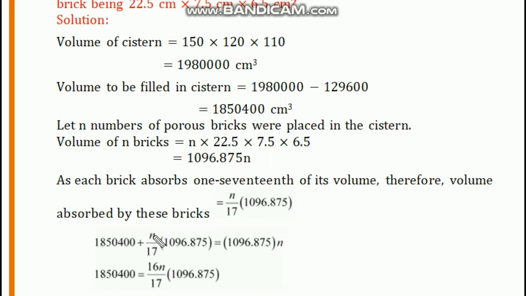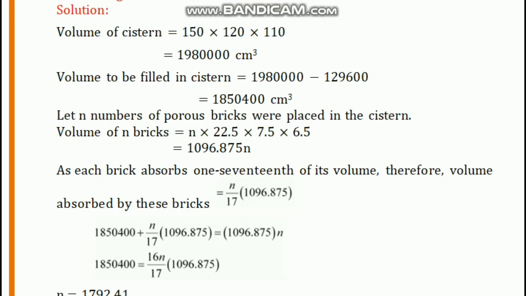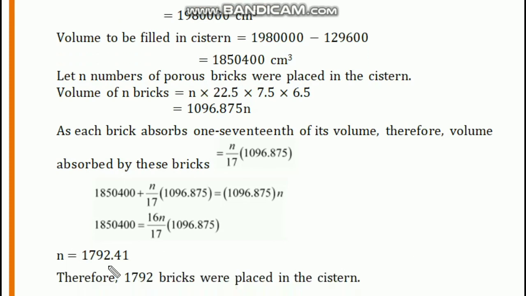For that, this n by 17 of 1096.875 is transposed to the right hand side. Then take LCM and simplify. So we get 16n by 17 of 1096.875. In the next step, except n, all the remaining values are transposed to the left hand side. Then after simplification we get the answer as 1792.41. So therefore 1792 bricks were placed in the cistern.